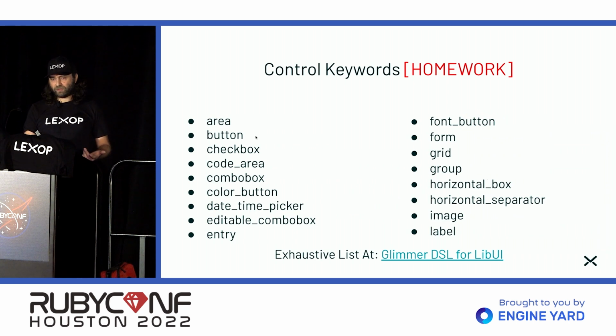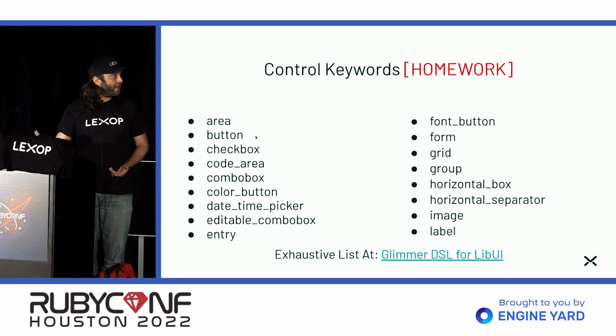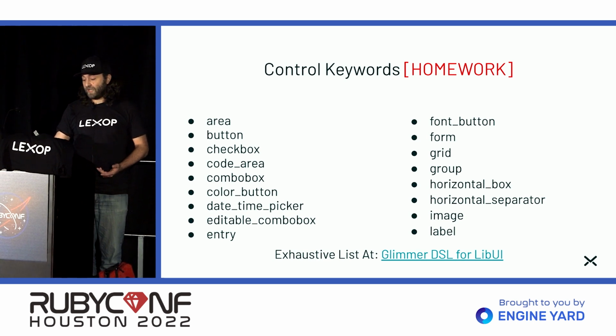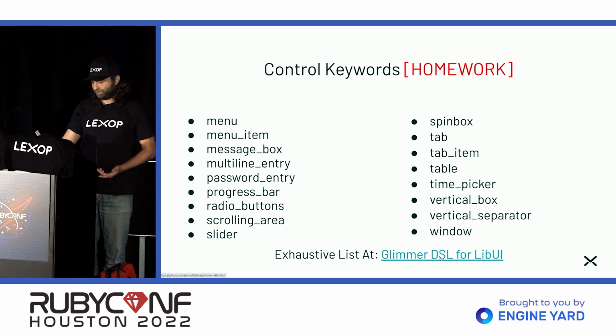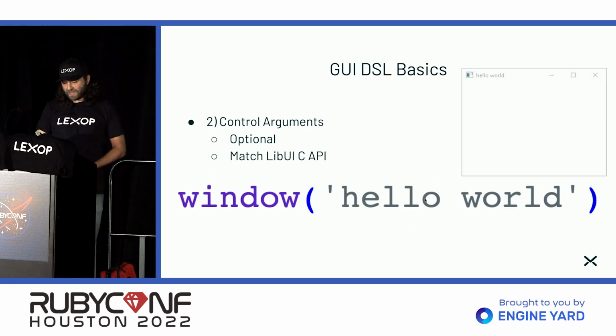So there are a whole bunch of widgets. And given that we only have 30 minutes in this talk, I'm going to give you some homework to discover the rest of the widgets or controls. There's this list that has a whole bunch of them, like checkbox, combo box, form, menu, tab, etc. However, please do your homework. Look at the exhaustive list at the Glimmer DSL for LibUI project page. So the next thing you want to learn about is control arguments.